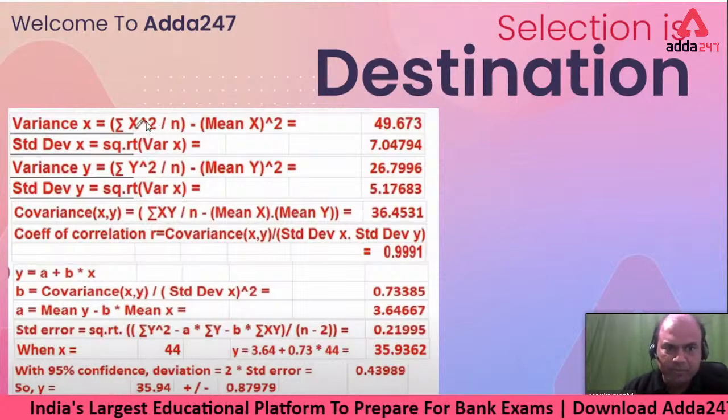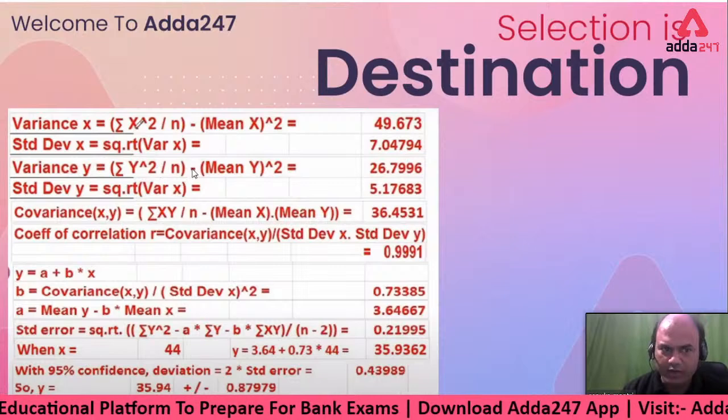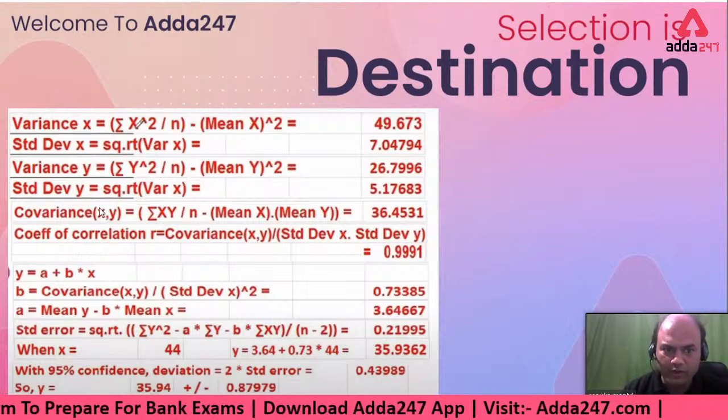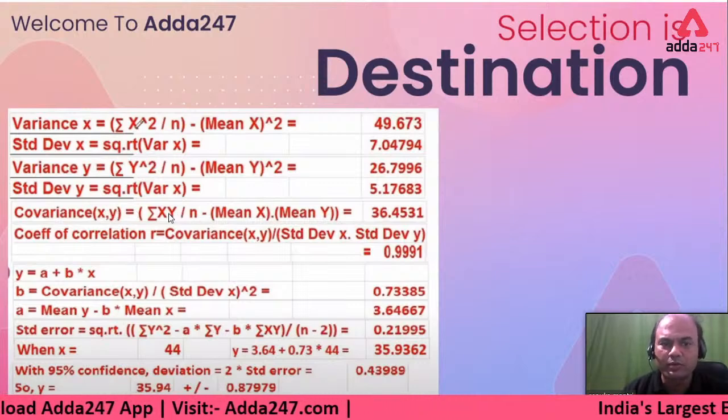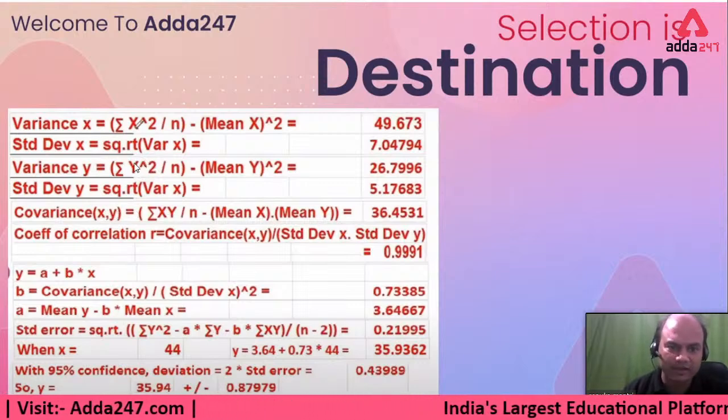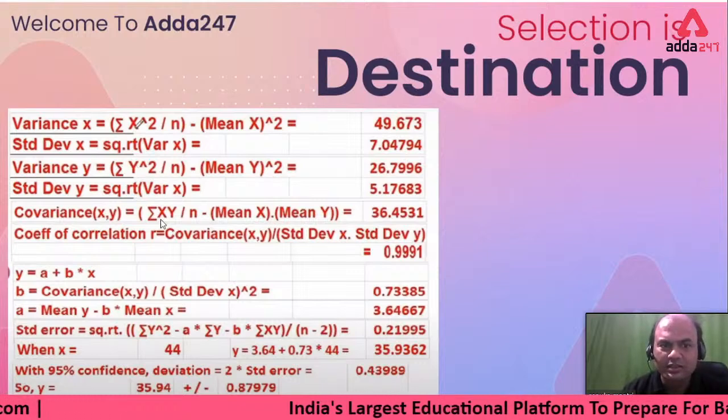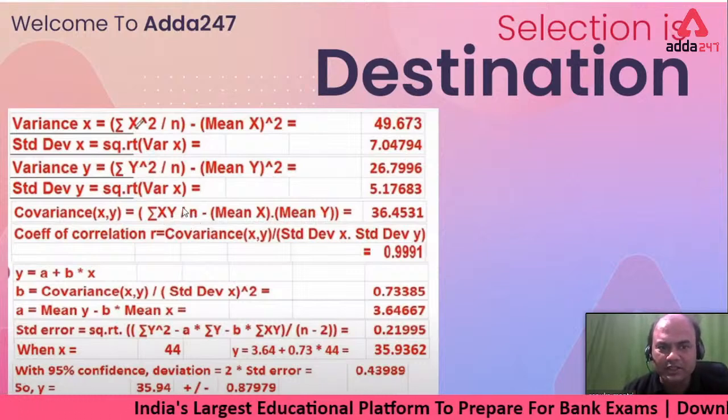So remember, x square upon n for x, y square upon n for y. So for xy, instead of square, we want the power of 2 only, so it will be xy. Same thing. See, I repeat again: summation y square, summation xy upon n.